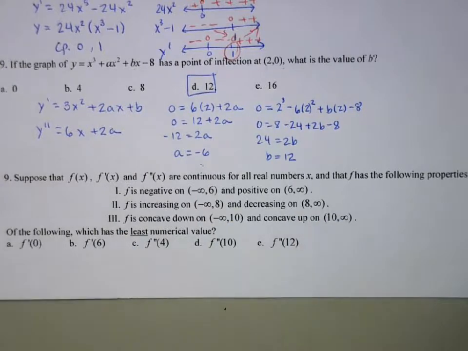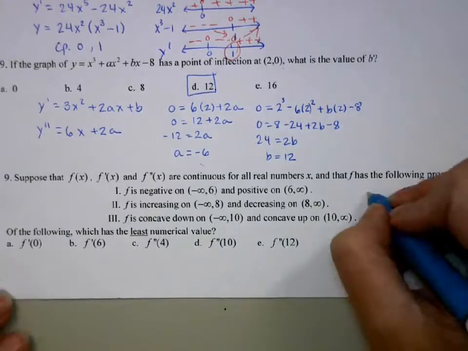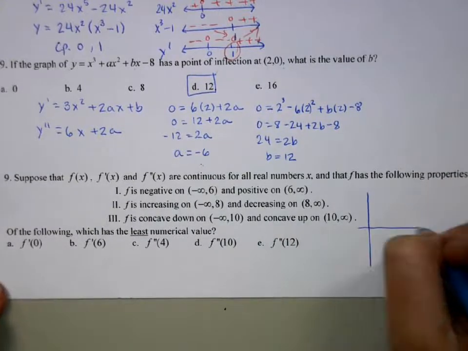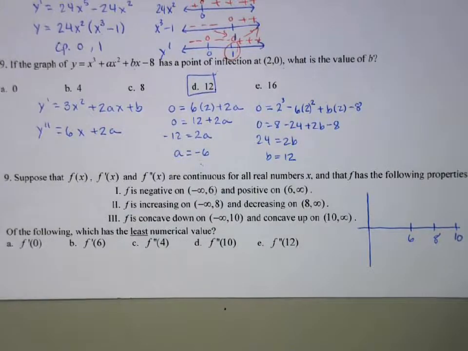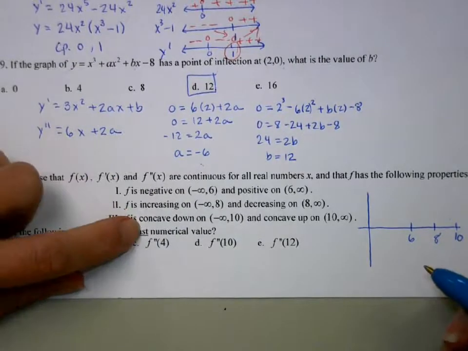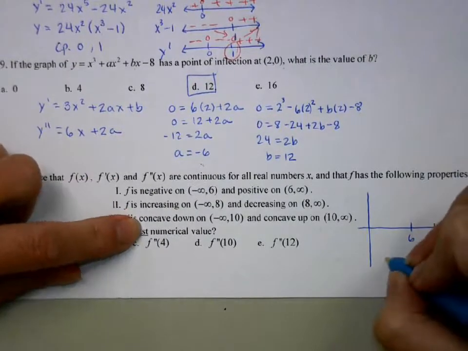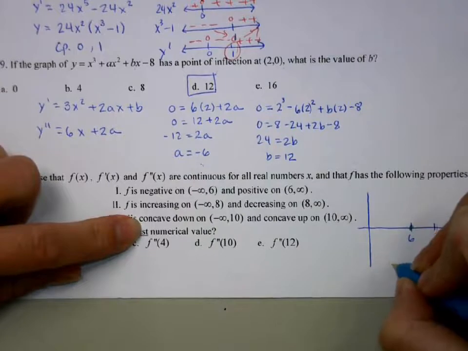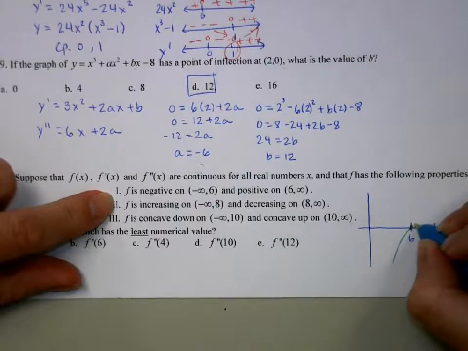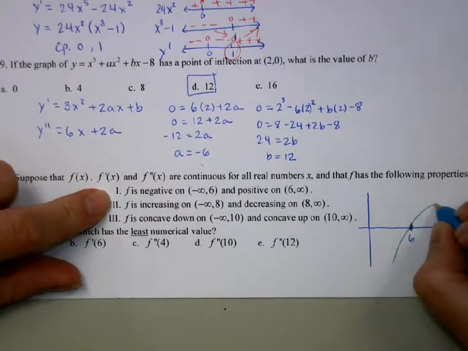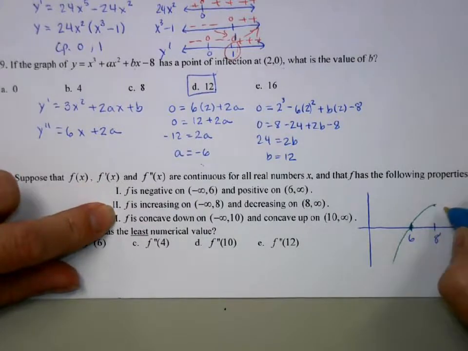Okay, 6, 8, 10. Up to 6, our graph is negative, increasing, and concave down. So it's going to switch there, so it's increasing, concave down. After that it's positive, but still increasing and concave down. At 8, it is decreasing, but still concave down. At 10, it is decreasing, concave up, and positive. So it's just going to switch concavity here.